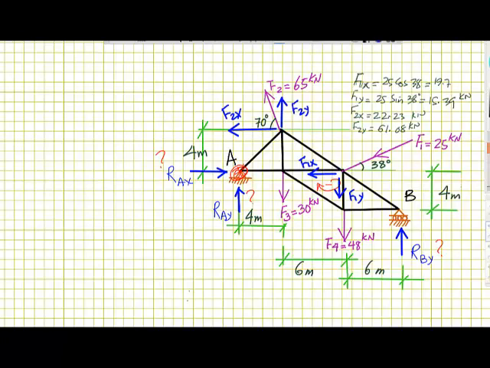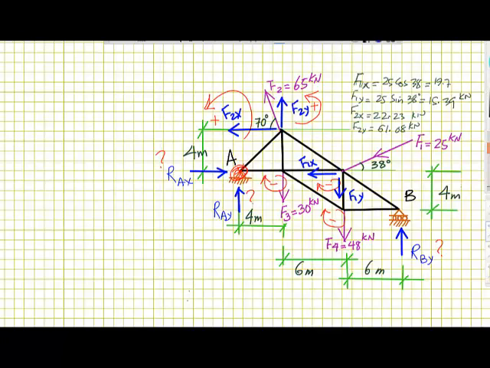F2y will rotate counterclockwise, which is positive, and F2x again will rotate counterclockwise, which is also positive. F3 will rotate clockwise, which is negative, and F4 will again rotate clockwise, which is again negative.